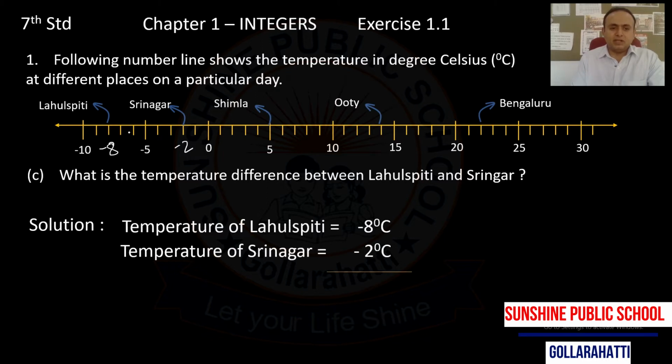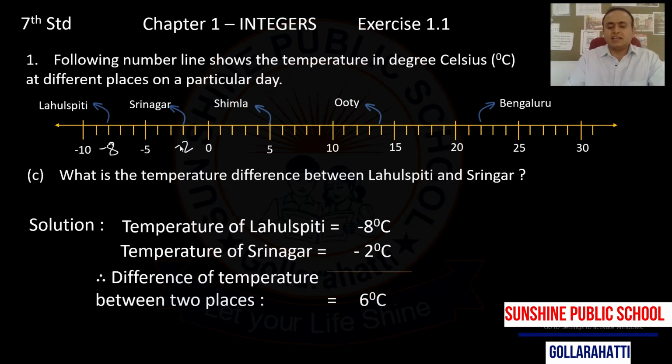So difference means 1, 2, 3, 4, 5, 6. So there is a 6 degree gap. That is -8 and -2, the difference is 6 degrees. So the difference of temperature between the two places is 6 degrees.